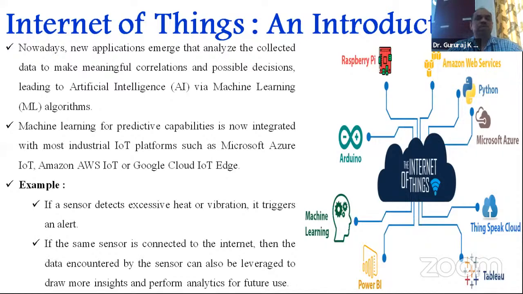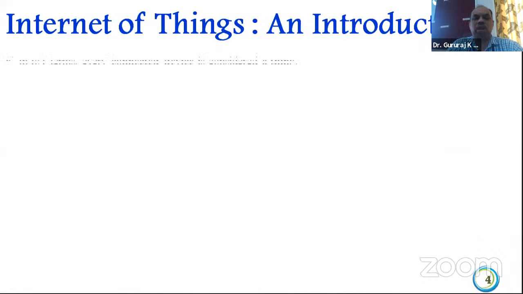If the same sensor is connected to the internet, the data can be collected and analyzed using machine learning algorithms or data mining algorithms, to see what best we can do with that data. We look at the probable aspects we can base decisions upon, so that we can enhance the efficiency of the systems or applications that we are running. So the Internet of Things plays a vital role in our day-to-day life.